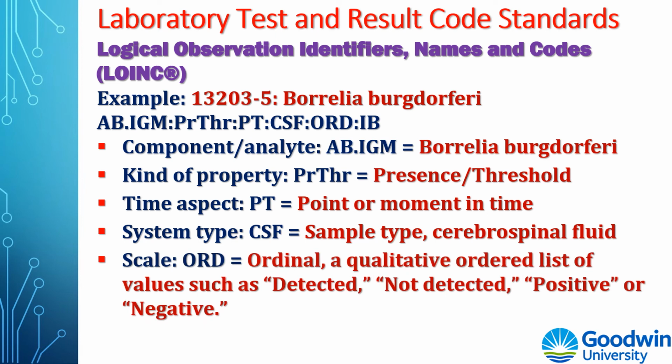And then ordinal. So the scale is ordinal. Ordinal is qualitative, right? An ordered list of values. So it could be detected, not detected, positive, or negative. And that's what would fit in this space.